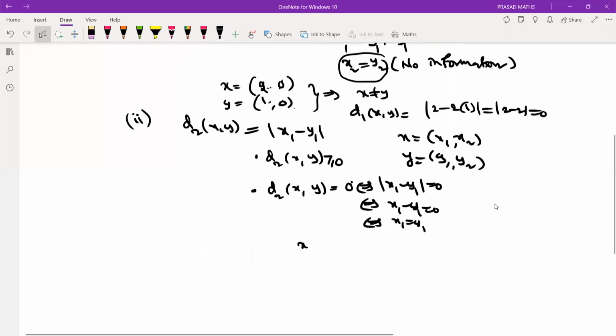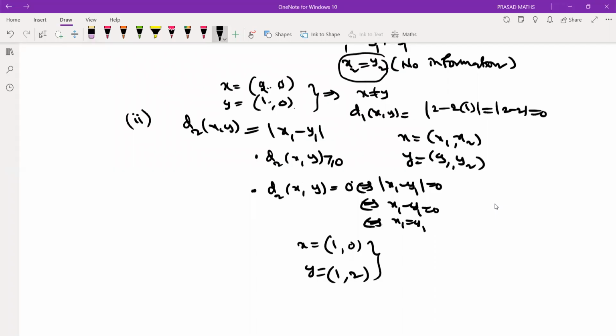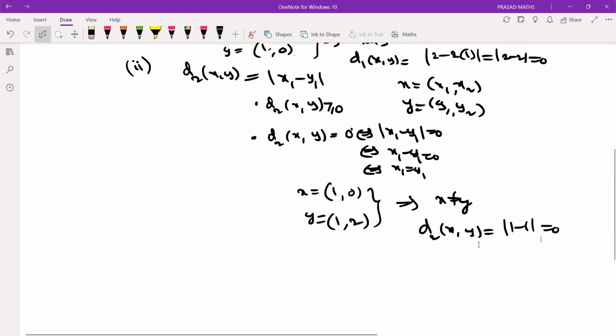Now what I do is take x equals (1, 0) and y equals (1, something). So x1 equals 1, and clearly x is not equal to y. But what about the distance between x and y? That is the modulus of x1 minus y1, which equals 0. So the distance is 0 but the points are different. Therefore it cannot be a metric.